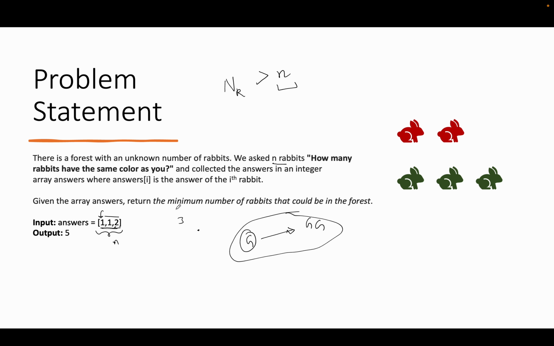So what is the minimum possible number of rabbits? We don't know the exact number of rabbits or the maximum number of rabbits. There may be a million rabbits and we just asked 10 of them. So we may never know how many total rabbits were there. But with the given combination of answers, what is the minimum possible number of rabbits? That is, below that, this answer would be invalid. So let's see a few examples, then it will be clear.